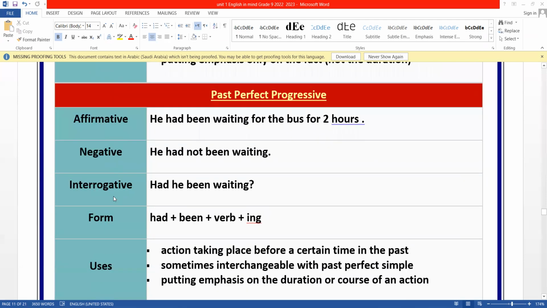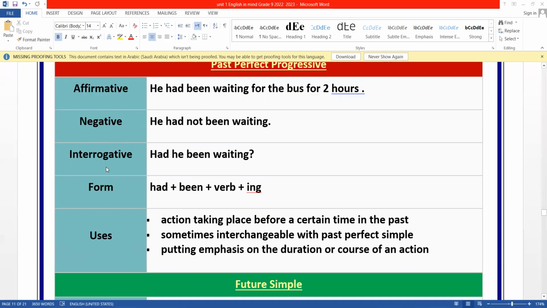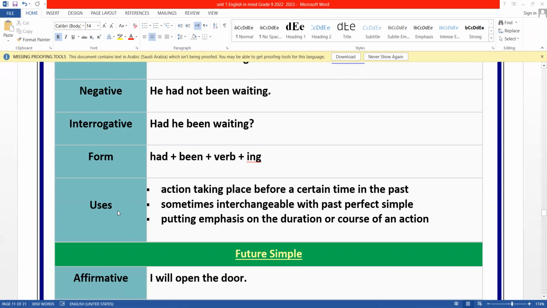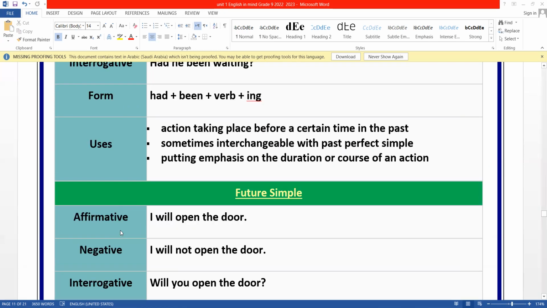Past perfect progressive, affirmative form: he had been waiting for the bus for 2 hours. Negative: he had not been waiting. Interrogative: had he been waiting? The form of the past perfect progressive: had been plus verb ing. It is used for actions taking place before a certain time in the past, sometimes interchangeable with past perfect simple, putting emphasis on the duration or course of an action.